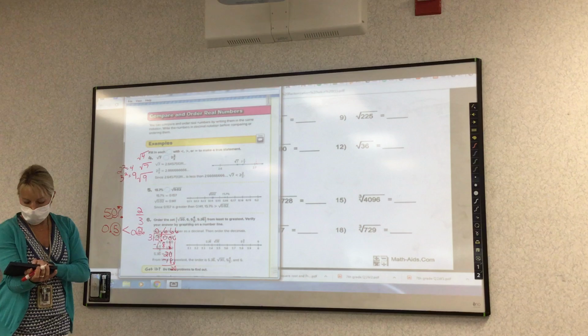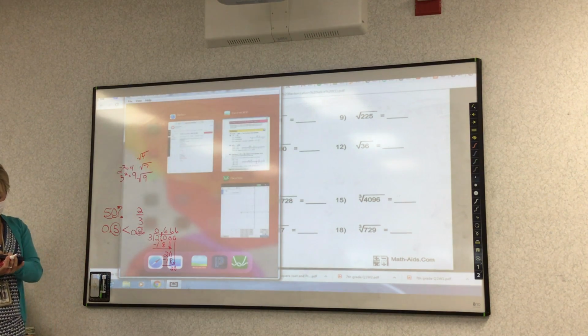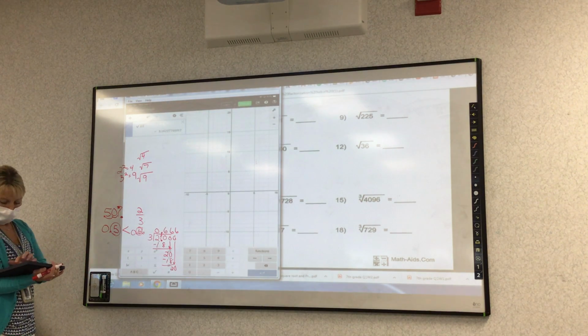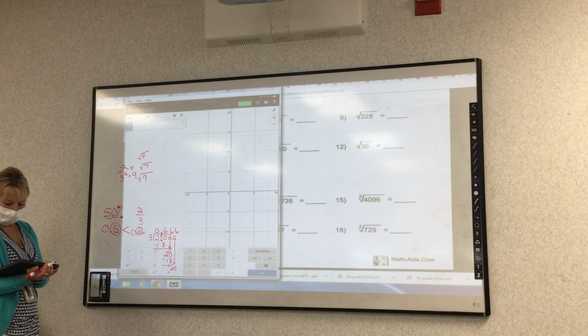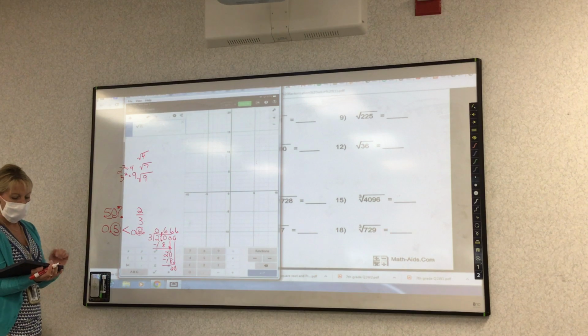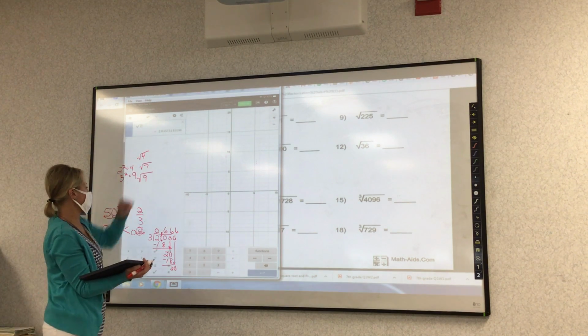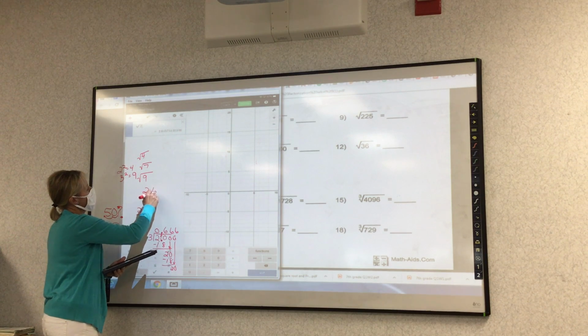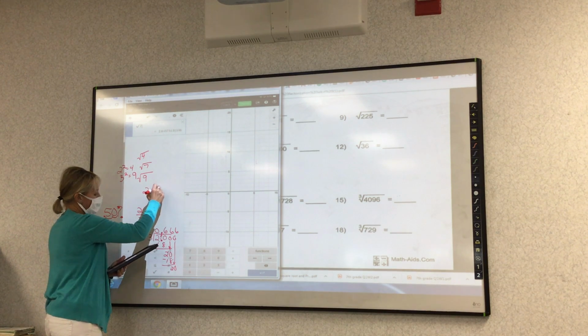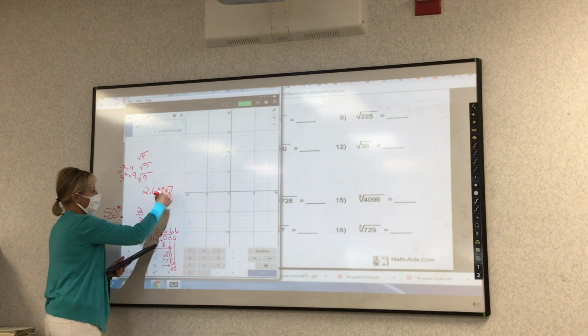But to get the answer, I'm going to go back to my calculator, and I'm going to just put the square root of 7. It gives me my answer. The square root of 7 is 2.6457. I'm going to stop there.